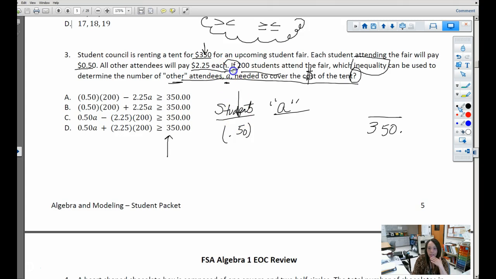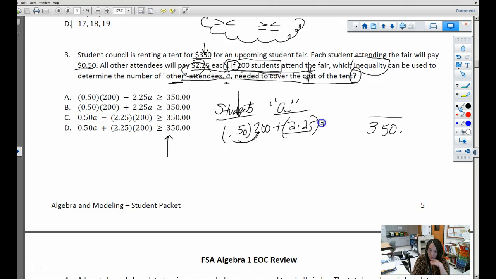Could you find it? Right here. If 200 students went to the fair, well, I know I can put 200 with that 50. Those can go together because 200 students pay 50 cents. Okay? Cool. How many are the other? Well, I'm going to add, let's see, how much is it for the other people to go? $2.25. So that's the cost for them, $2.25. And how many went?